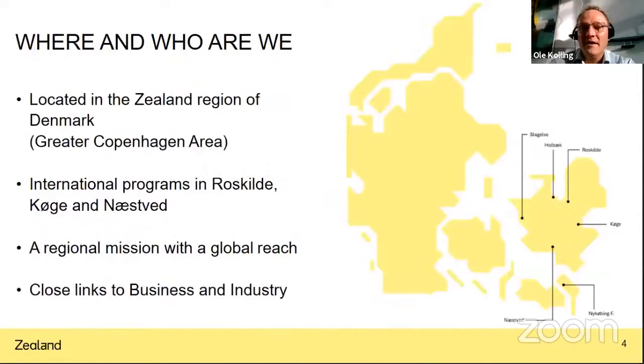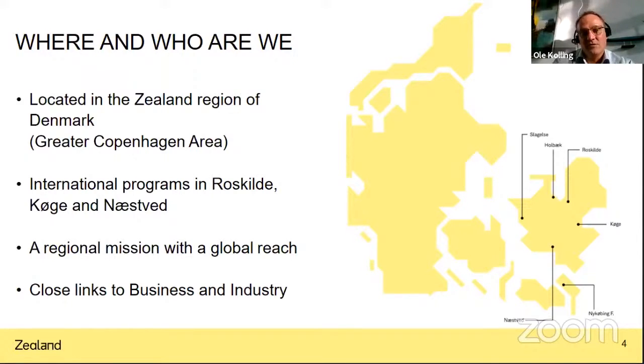Now, where are we? Here you see a map of Denmark. We are located on the island of Zealand, or you can also call it the Greater Copenhagen Area, because we are actually in the capital region, in the outer part of the capital city, Copenhagen. The programs we offer, we only offer on the campuses in the proximity of Copenhagen. Even though we have other campuses further away, this is because we have a regional mission. We have to make education available in all of Zealand, but we have a global reach. And this is why international programs are located in the proximity of the capital city.